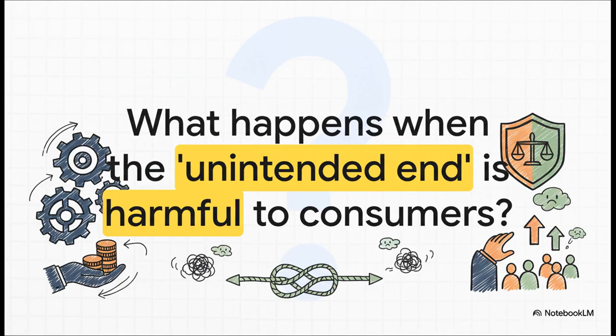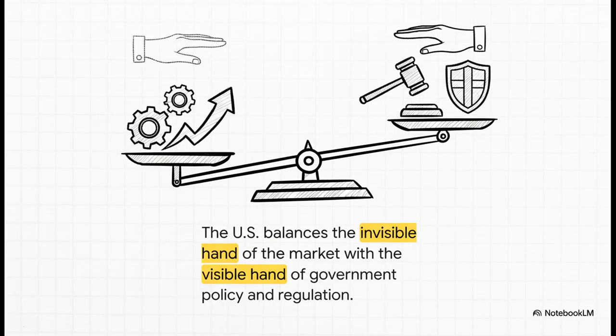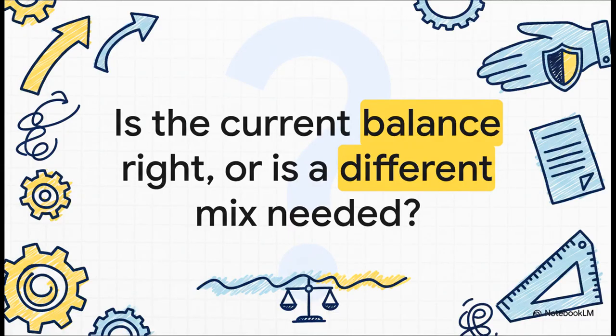But here's the million-dollar question. What happens when that self-interest leads to things like pollution or unsafe products or giant monopolies that kill all competition, when the unintended end is actually a bad thing? Well, that's when the whole conversation about the government's role comes roaring back. And that brings us right back to where we started. This is exactly why the US isn't a pure free-for-all market. It totally relies on that invisible hand to spark innovation and growth. But it uses the visible hand of government, all those policies and programs, to step in when the market's unintended consequences go wrong.